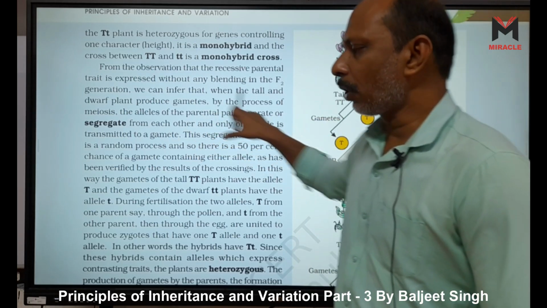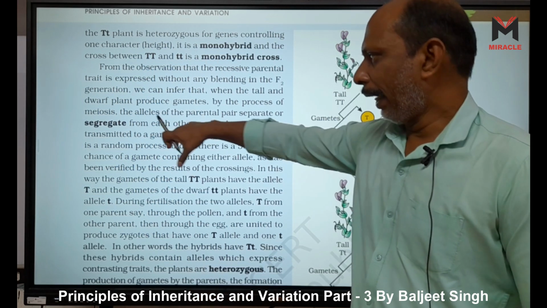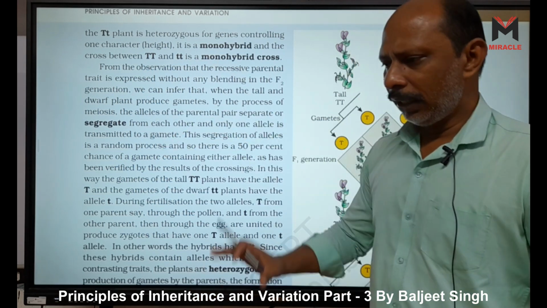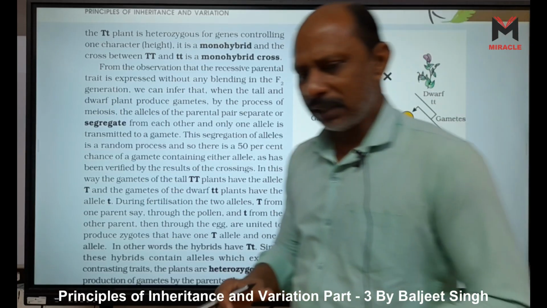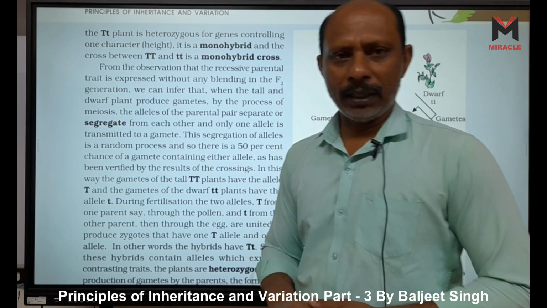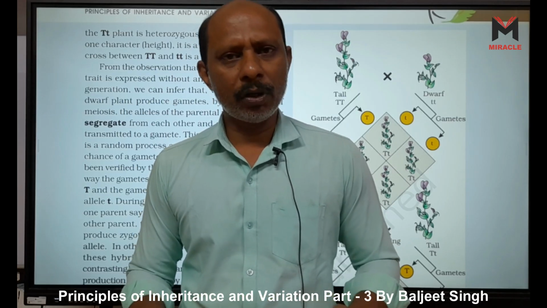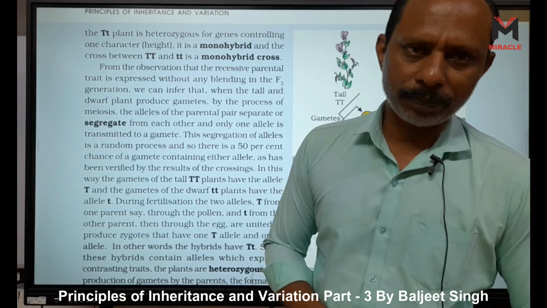In the F2 generation, we can infer that when the tall and the dwarf plant produce gametes by the process of meiosis, now here, how do they segregate, right? At Mendel's time, he did not have this idea, but at this time we know gametes are formed through meiosis, right? Because these plants are sporophyte plants. Sporophyte means they are diploid plants, and in all the sporophytes, because they are diploid plants, gametes are formed through meiosis, right?